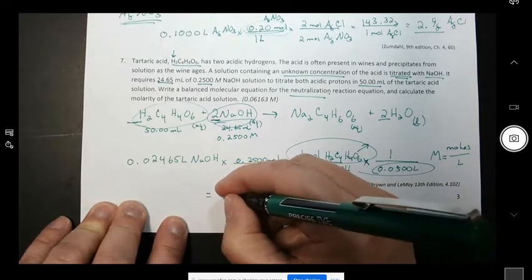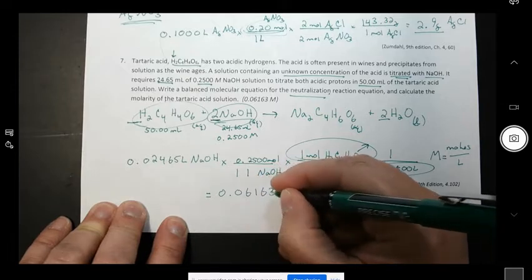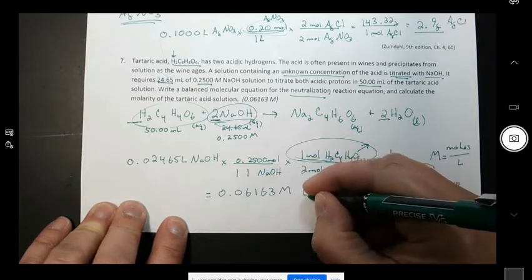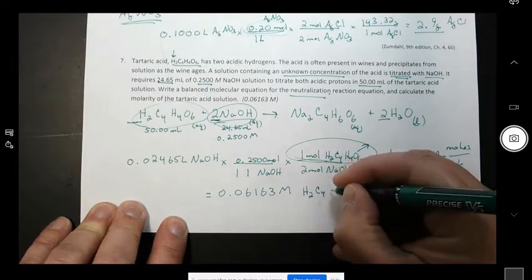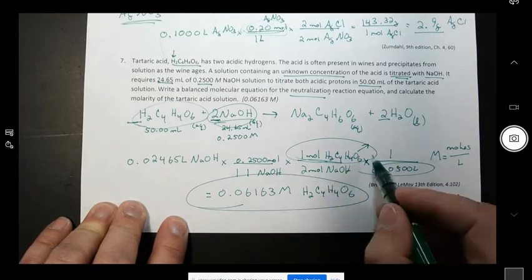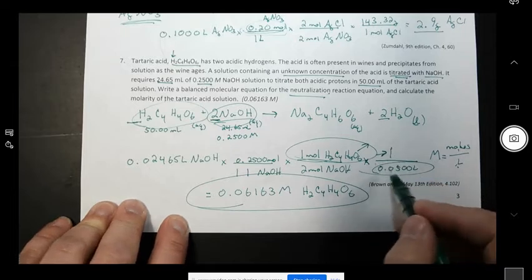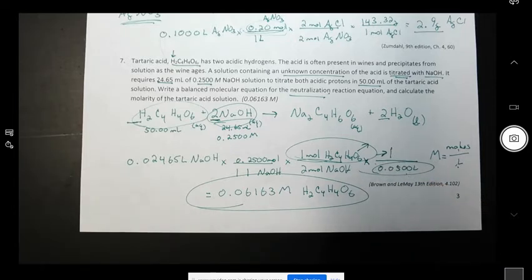That gives me 0.06163 molar tartaric acid, H2C4H4O6. So don't hesitate to calculate your moles here and then plug it into the formula. But I just put my volume on right there and got my answer. I stuck with 4 significant figures because it looks like most of my measurements in my calculation are 4 sig figs.